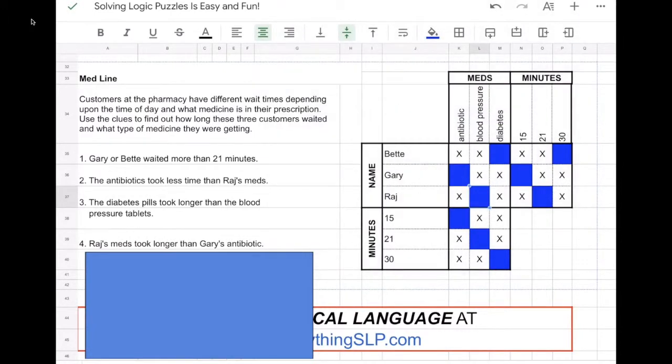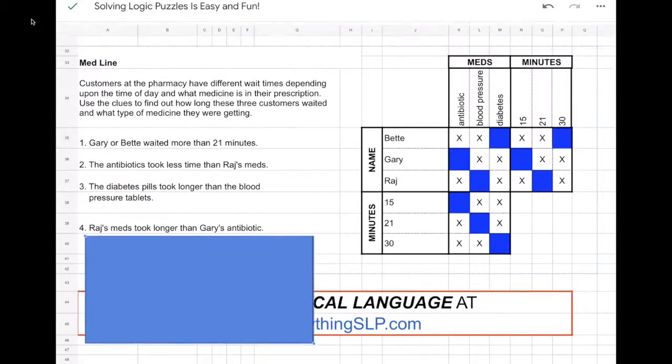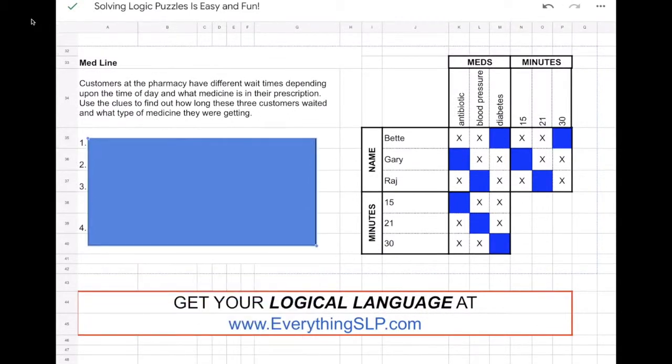Let's just double check. 15, Gary, 15. 21, Raj, 21. 30, Betty, 30. All of those are done. So we are done with that puzzle.